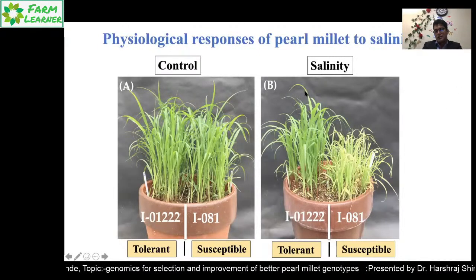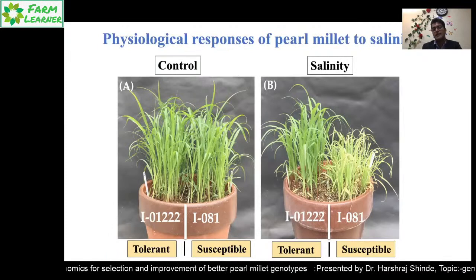You can see the salinity tolerant line is still healthy, almost no effect on its leaf, and little effect on its height. But on the other hand, in the salinity susceptible line, that is ICMB 081, the leaf started drying, and we observed lots of symptoms like leaf burning, loss of chlorophyll, and yellowing. So based on this analysis, we think that both are the perfect tolerant and susceptible lines for our future studies.